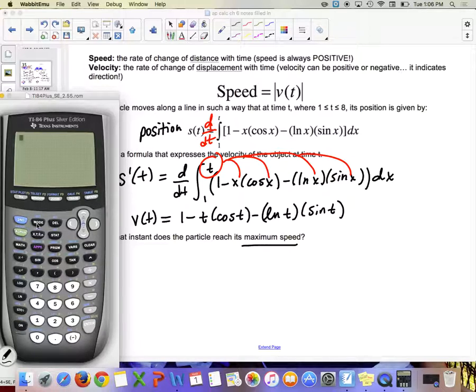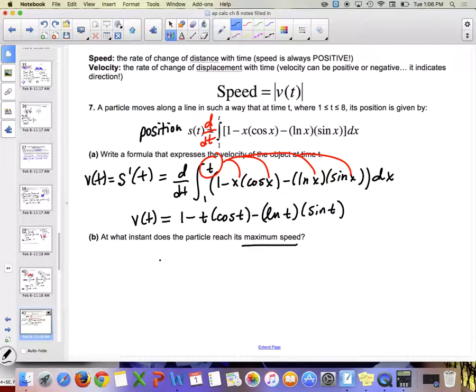I typically will go back to my main screen, and I'll do x, and I'll store it just in case I need it, because oftentimes on free response questions, you will need it. And I always store the y as well. So if I do alpha y, it pulls up that y value from the intersection. So I'm going to store that as b just in case I need that. Okay, so at what instant does it reach its maximum speed? It reaches its maximum speed at t equals 6.700.